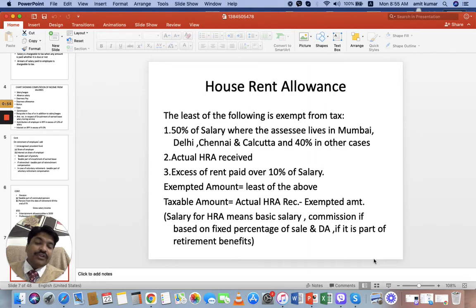Salary for the calculation of HRA means basic salary, commission if payable on a fixed percentage of sales, and dearness allowance if it forms part of the retirement benefit.